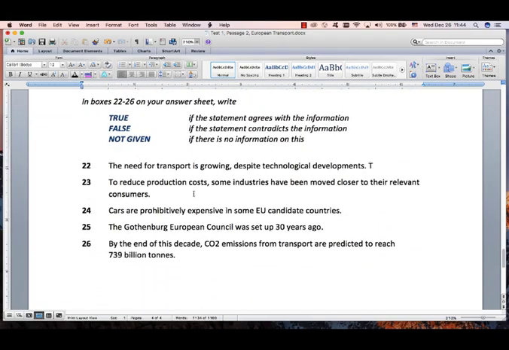So that's true. To reduce production costs, some industries have been moved closer to the relevant consumers. I think that's the target language. Have they been moved closer? Have they been moved further away? This is hardly ever target language. This is just the introduction to the sentence. That sort of thing as well. It's not going to be target language. This is the target language over here.